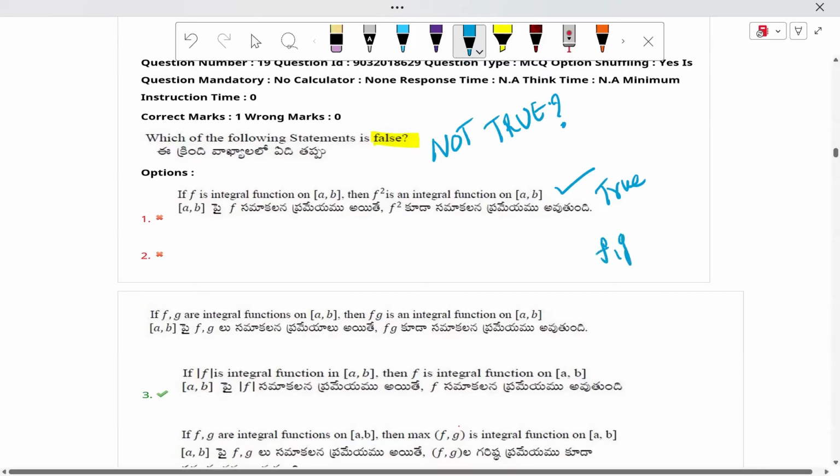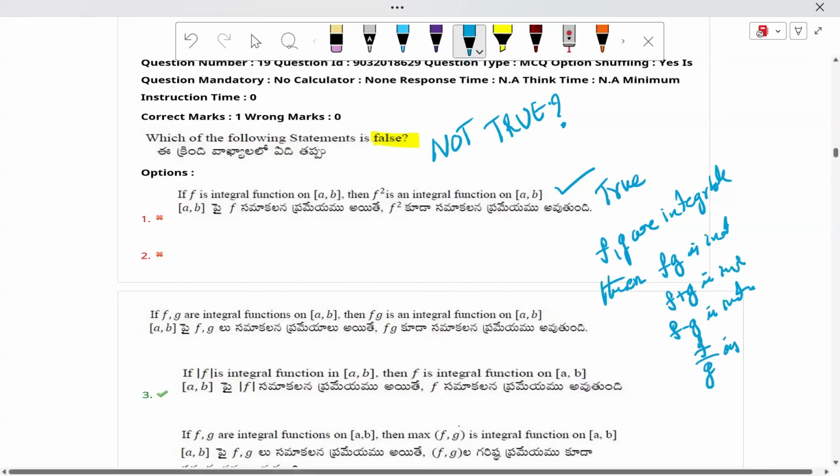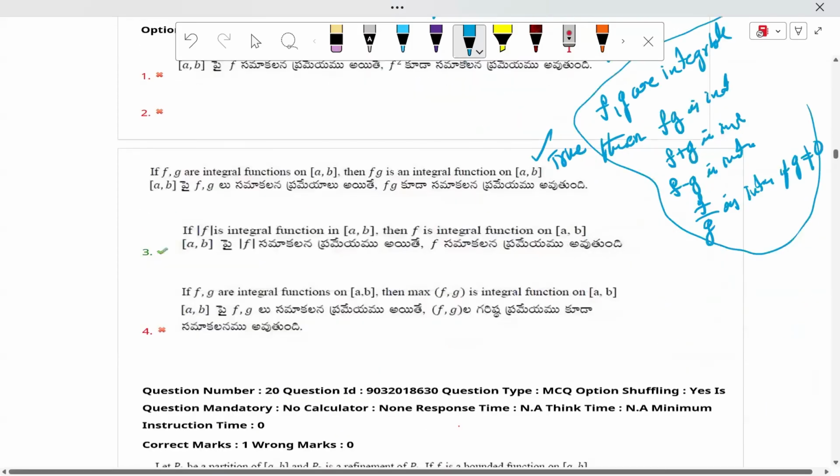ఎప్పుడైనా గుర్తు పెట్టుకోండి, f comma g are integrable అయితే then we know that theorems, then f into g is integrable, f plus g is integrable, f minus g is integrable, and f by g is integrable whenever g is not equal to 0. సో ఇవన్నీ అవుతాయి మనకి. సో అక్కడ ప్రొడక్ట్ లో అన్నాడు కాబట్టి ఎస్, ఇట్ ఈస్ ద రైట్ స్టేట్మెంట్, ఇట్ ఈస్ ద ట్రూ స్టేట్మెంట్. సెకండ్ ఆప్షన్. mod f is integrable అయితే f is integrable అవుతుందా అండి?